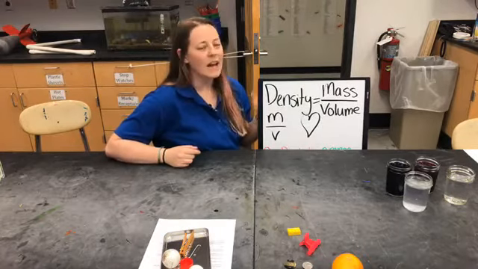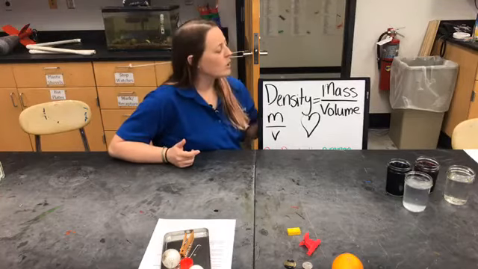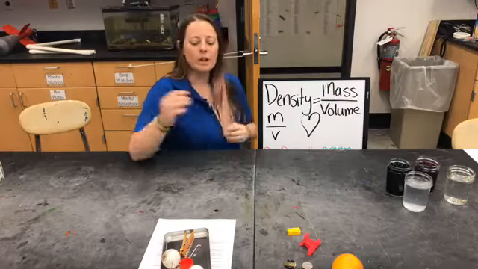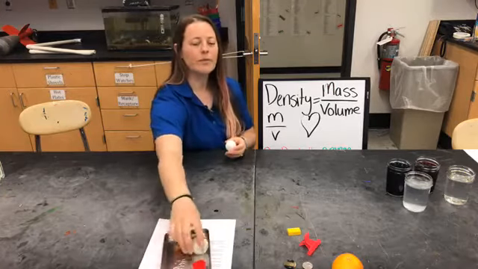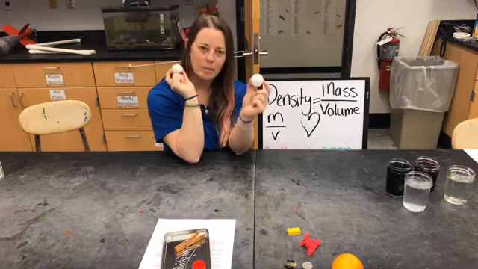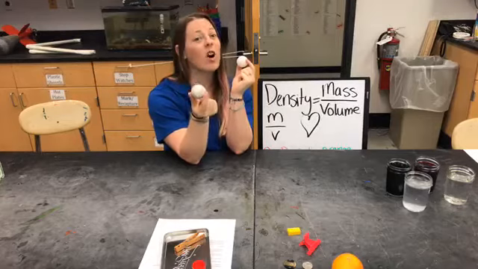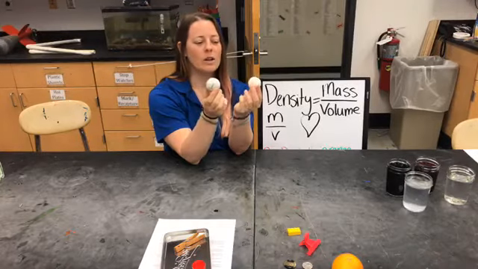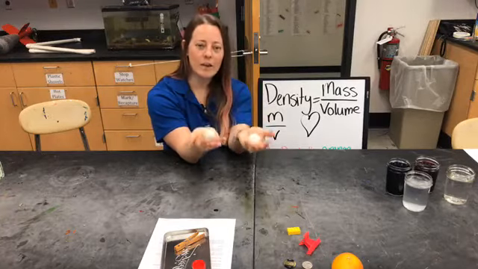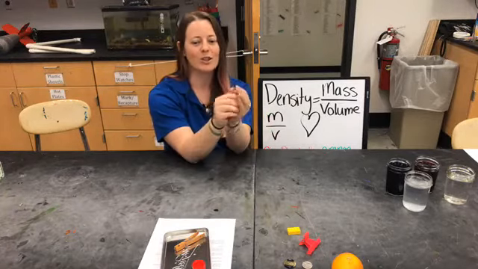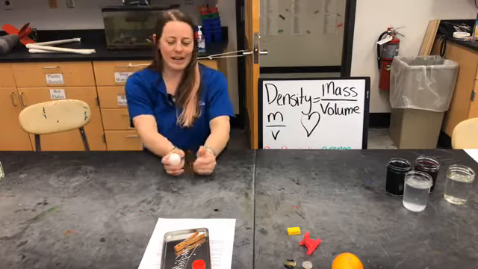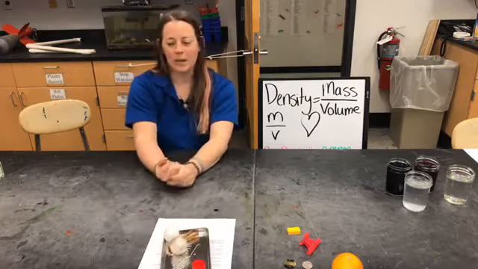So density has to do with both of those things. It's how much stuff, or mass, is in a given space, or volume. So for instance, this morning, I have some props. I have two different balls. This one is a ping pong ball, and this one is a golf ball. They're the same size, but they have very different masses, and we're going to see those in action today. So I want to get to our materials that we're going to need for our experiment.